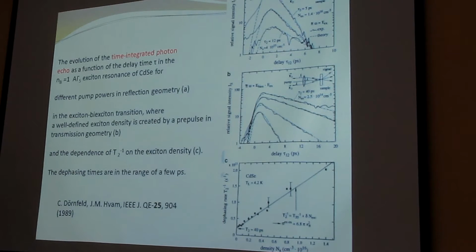But what is the physical reason for scattering between excitons? If you have an exciton, it has a polarization. If it hits another exciton, the phase coherence is lost. It's an inelastic scattering process. The phase coherence is lost.